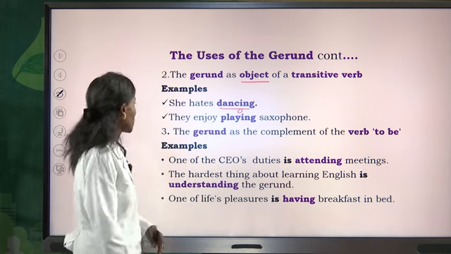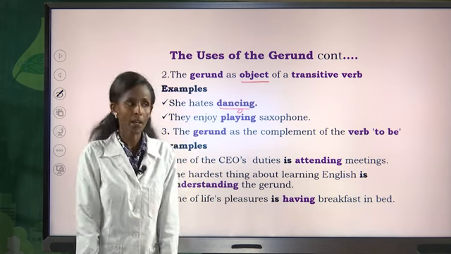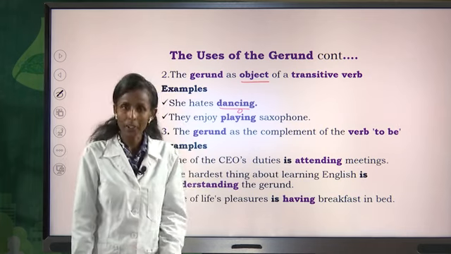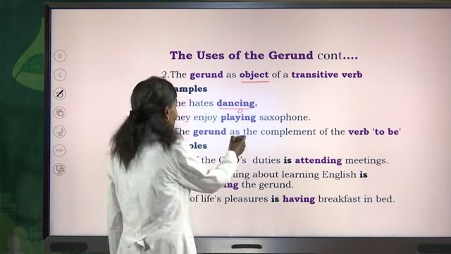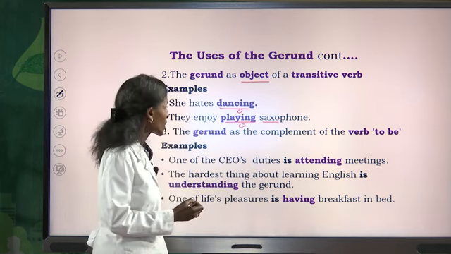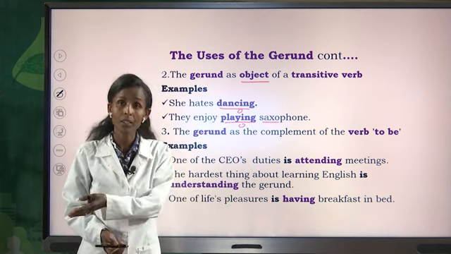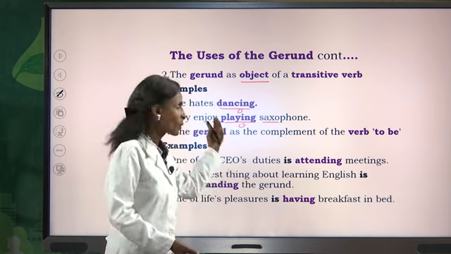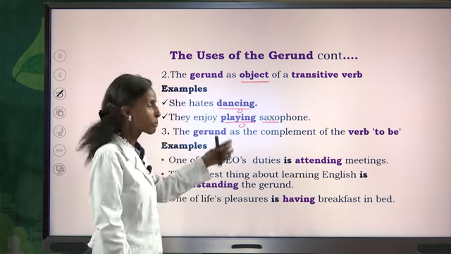The second example, they enjoy playing what? Saxophone. What do they enjoy? Playing saxophone, you see? So playing is used as object of a sentence. Together with saxophone, it gives us what? Object phrase, you see? Object noun phrase with heading verb gerund, play, right?